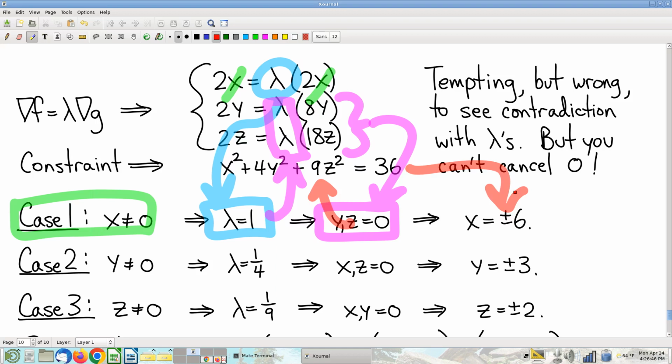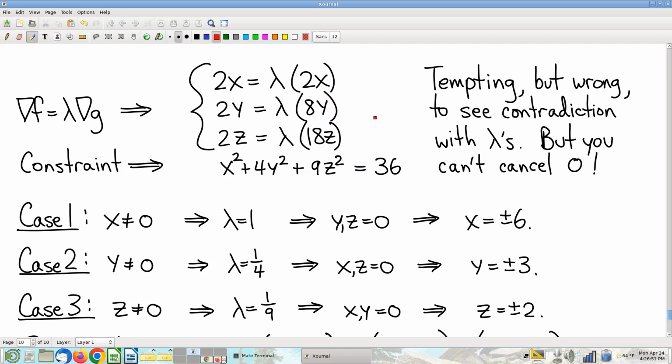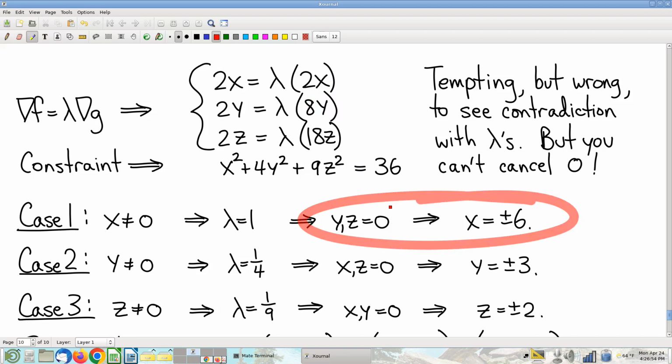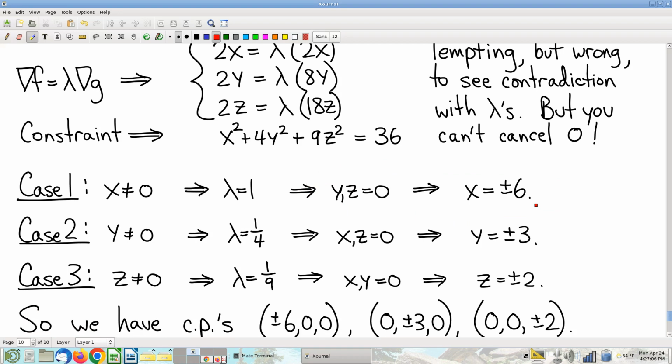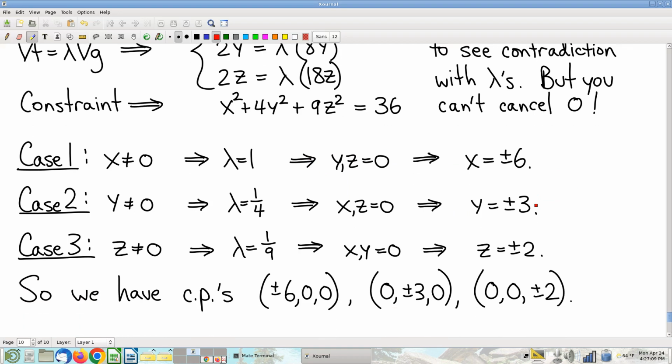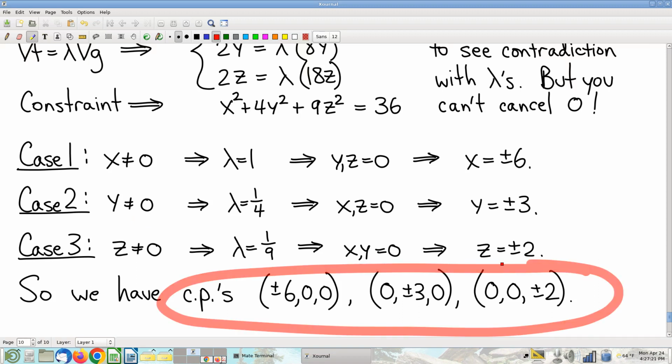So what you got there is actually a couple of critical points, right? I mean, these are 2 critical points that we would have totally missed had we been a little too fast and loose with the cancellations, right? So please be very, very careful about that. And of course, there are these other 2 cases, where y and then z are non-zero. And you get 2 more critical points in each case. So grand total, we have 6 critical points.